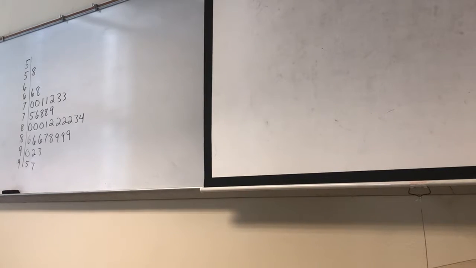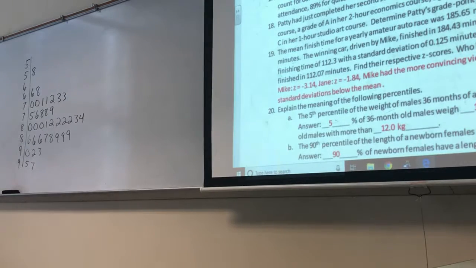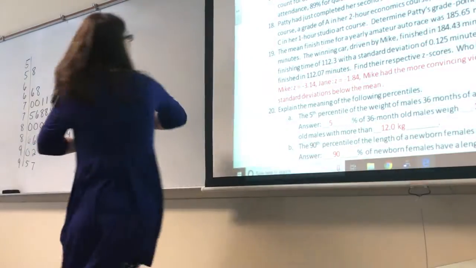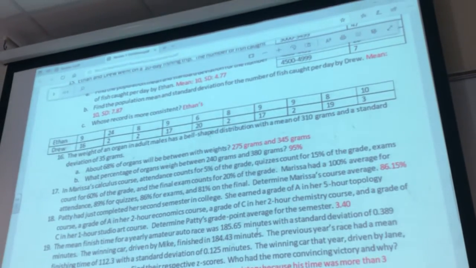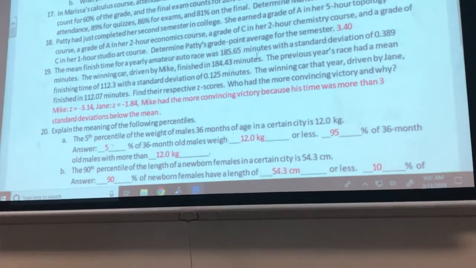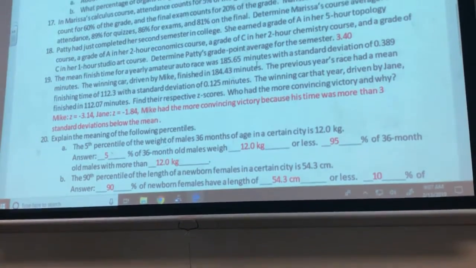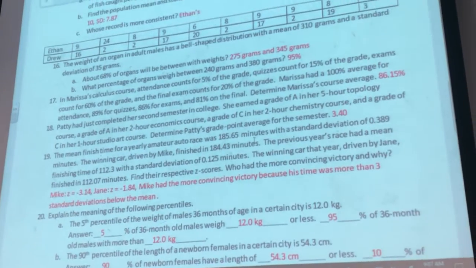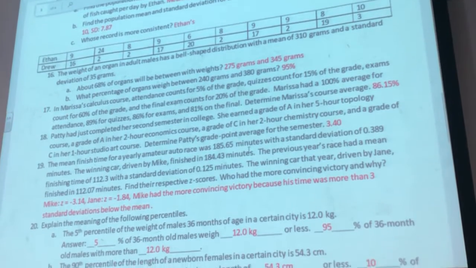I don't see any that are z-scores on there, but if you wanted to do number 19, you would just have to plug it into the formula. This is going to come up again in chapter 7, and 8, and 9, and 10. So for 19, you would use z equals, and this is a population, right? Because it's everybody in the race, so it's going to be x minus mu over sigma.